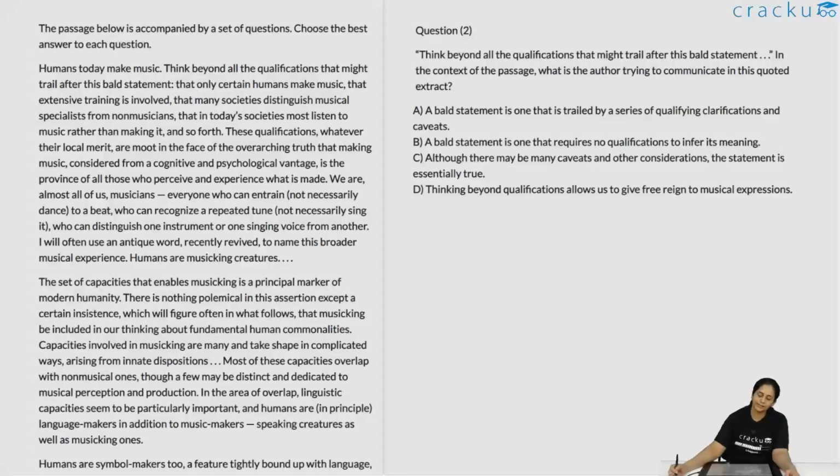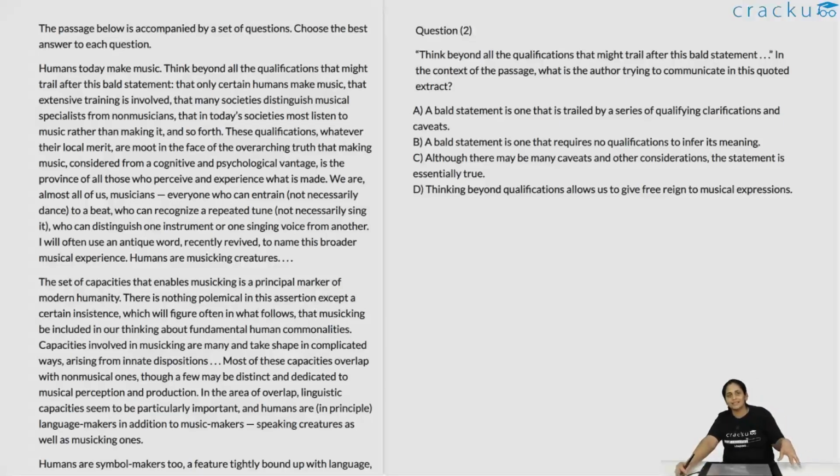So let's take a look at the second question. Think beyond all the qualifications that might trail after this bold statement. So what is a bold statement? A statement which is basically plainly made without any explanation or any kind of details. So basically it says humans today make music, which is like a Captain Obvious statement, that there's no explanation. What is he trying to say? That is basically a bold statement because it's an obvious statement without any explanation of what the author is trying to say through it.